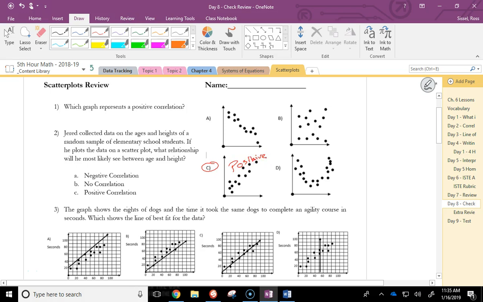Now, this is our positive correlation. On A, what type of correlation do we have, Michael? Negative. Okay, this is our negative. On B, a scatter. What kind of correlation do we have here? Scatter. No correlation. Good. Scatter, no correlation.